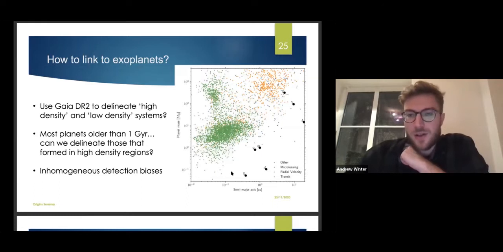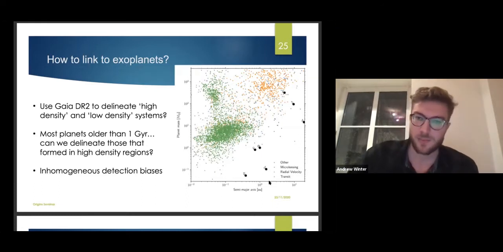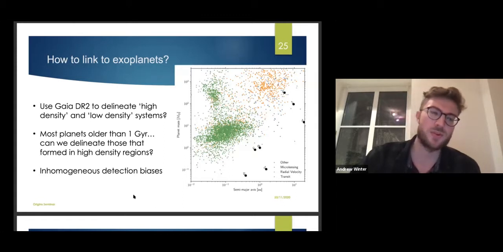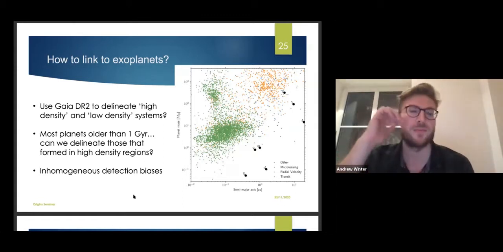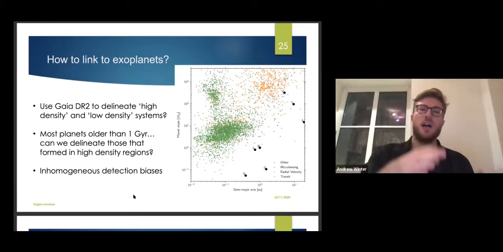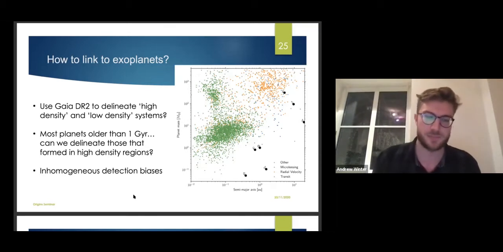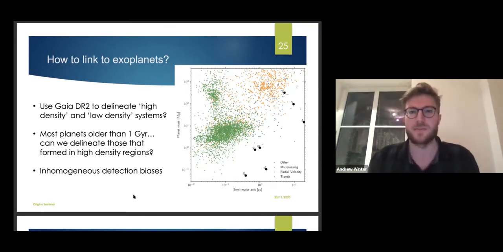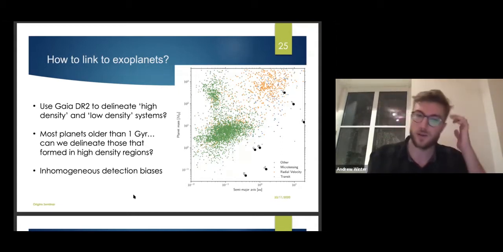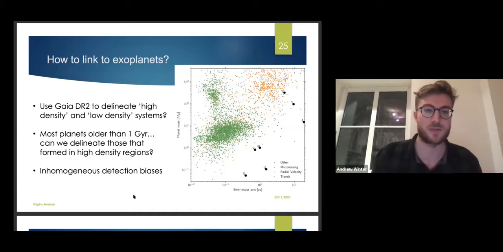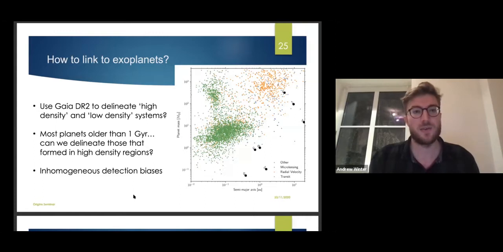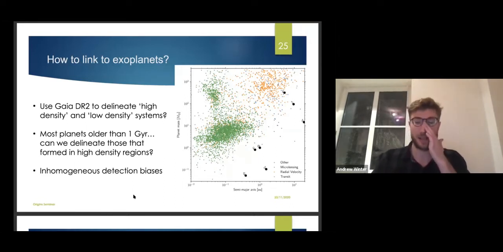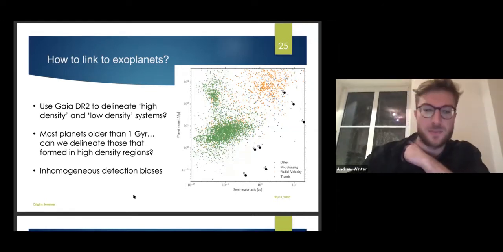So again, we've got this figure with the semi-major axis and the planet mass. We've got the solar system planets on here, and we want to think about how we can use, for example, maybe Gaia to delineate high density and low density planetary systems. But there are a number of problems with this. The first one is that most planets that are known about are in systems older than a giga year. So we can ask whether we can delineate those that formed in high density regions at that kind of age. And we also have the problem that we have inhomogeneous detection biases, as I touched on earlier, within this planetary sample.